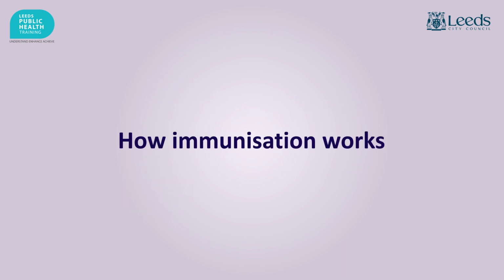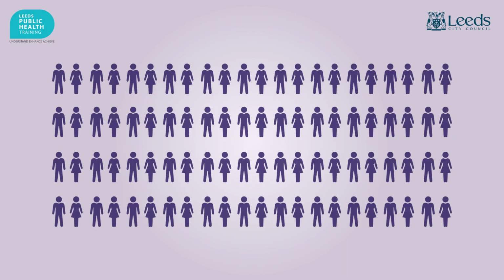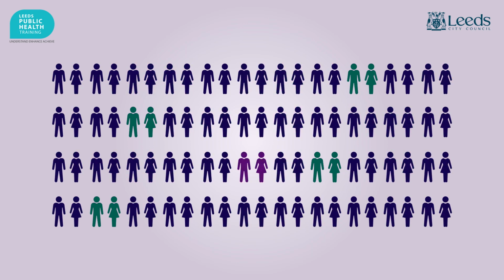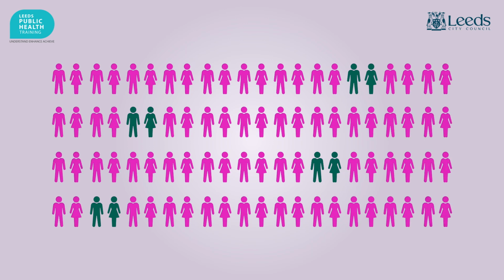How immunisation works. When enough people in a population are vaccinated against a disease, it becomes very difficult for that disease to spread, as there are fewer people it can infect. This means that the disease will soon disappear. However, when vaccination rates are low, there is much more potential for a disease to spread quickly within the population, as there are more people for the disease to pass on to.